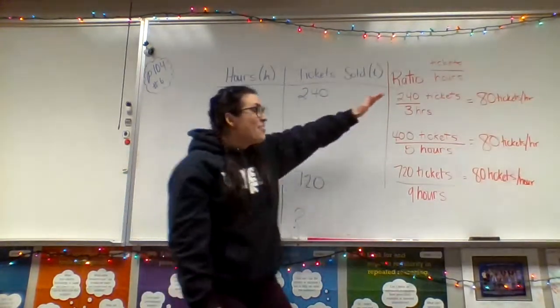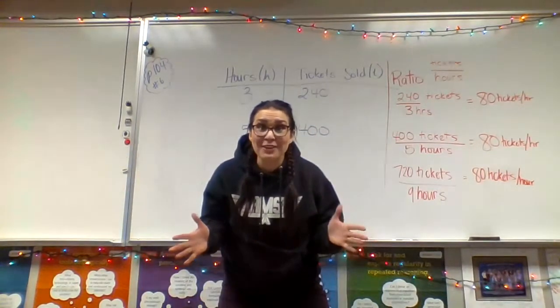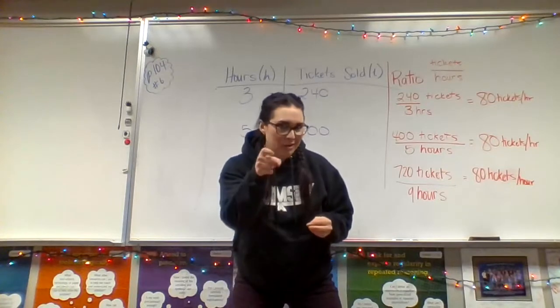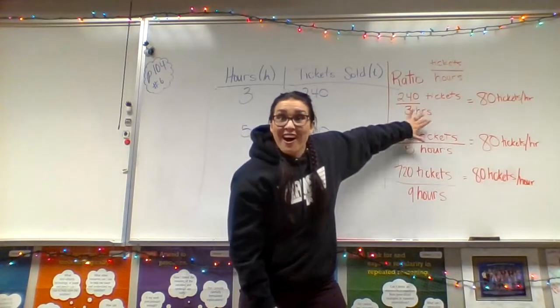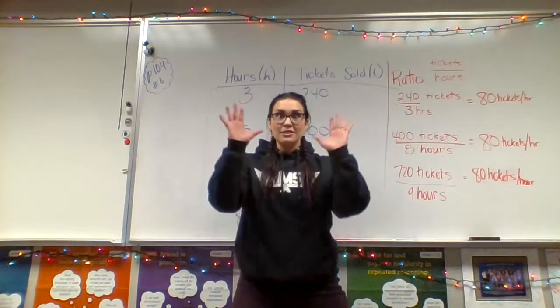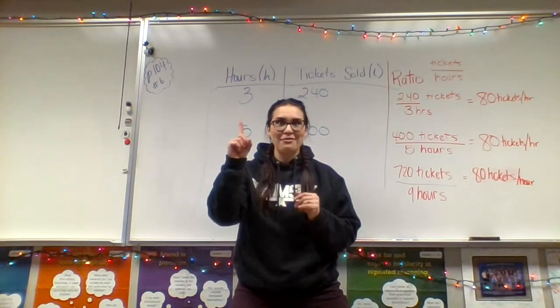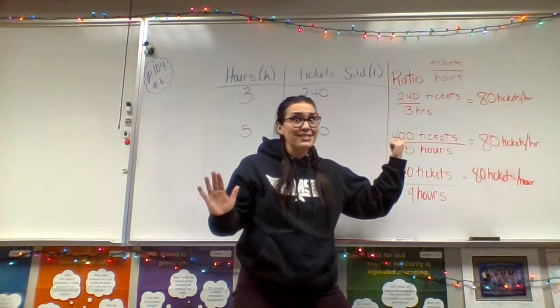Check that out. We got some equivalent ratios here. I know they look a little bit different, right? But when we simplify them using the greatest common factor, we are able to simplify all of them to 80 tickets per hour. So our first step for that problem was to find out if it's proportional. And yeah, it's totally proportional.